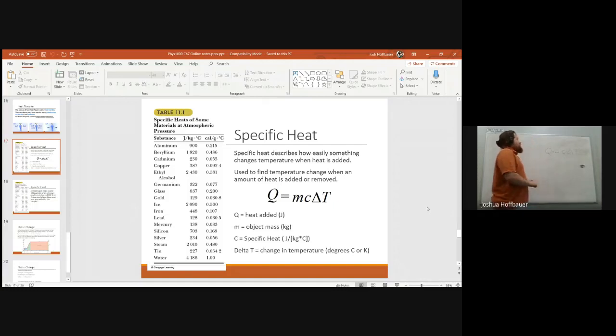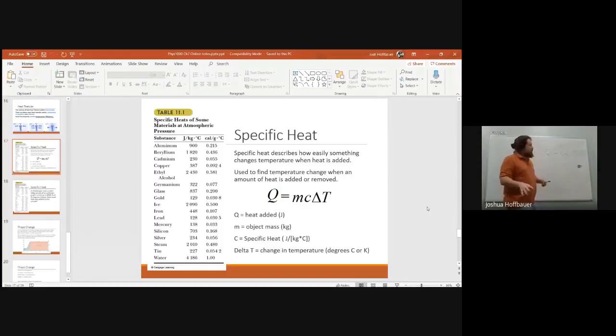Remember that this is delta T. This is the change in temperature. So all this tells you is for a specific object, removing or adding a specific amount of heat will change temperature by a specific amount. Now, you can add the same amount of thermal energy to two different objects. This takes that into account.